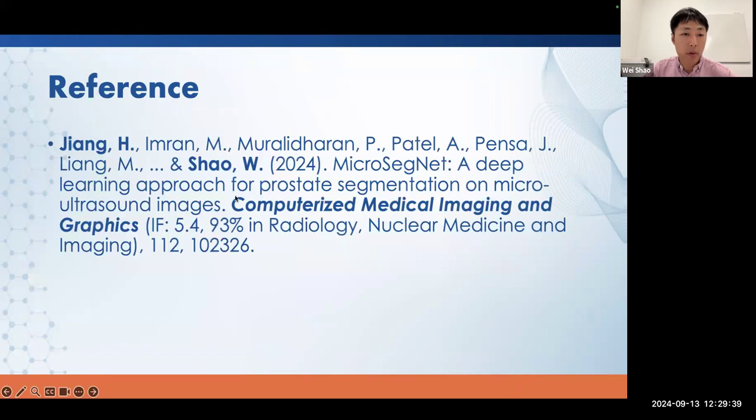We published this paper in the journal Computerized Medical Imaging and Graphics. The first author is a PhD student in my lab. This was his work when he was a master's student in the lab.